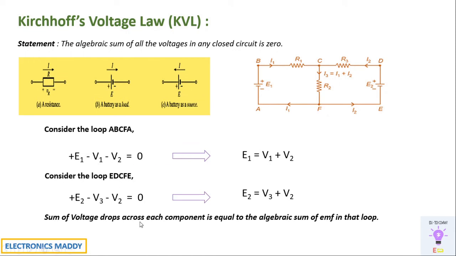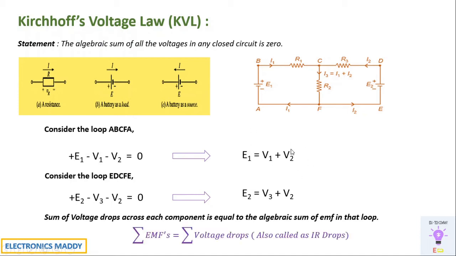So sum of voltage drop across each component is equal to the algebraic sum of EMF in that loop. So that is what I'm trying to say. Sum of voltage drop. So these are the sum of voltage drop across this particular loop. So that is always equal to the algebraic sum of EMF in that loop. We have EMF with respect to this loop, it's only E1 with respect to this loop. So if you have another EMF that is connected in series with this, we'll be adding both of them and summation will be equal to V1 plus V2.